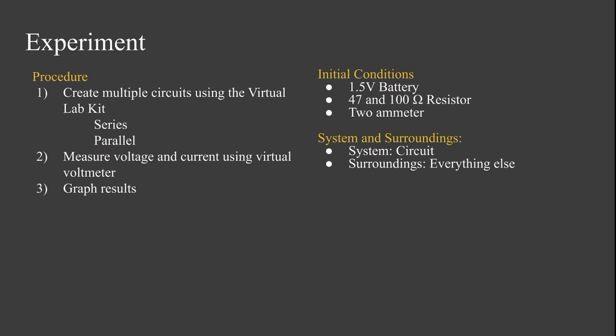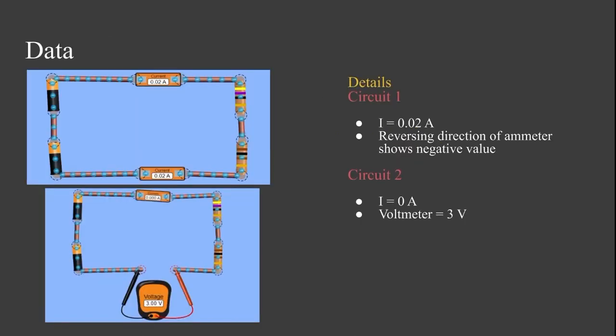The initial conditions include attaching two 1.5 volt batteries to a 47 and 100 ohm resistor, along with attaching two ammeters. The system in this experiment is a circuit, while the surroundings include everything else. When connecting the battery, resistors, and ammeters in a series, the current remained at a constant 0.02 amps. Reversing the direction of the ammeters showed negative values.